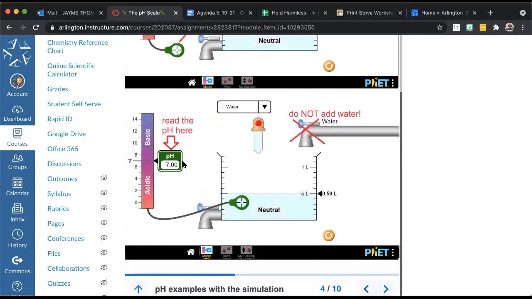So here's where the pH is going to read. So see, it's been dragged into the solution. So now it's reading. It's at 7, right here in the middle. Okay. There's a faucet here for water. Do not add water.